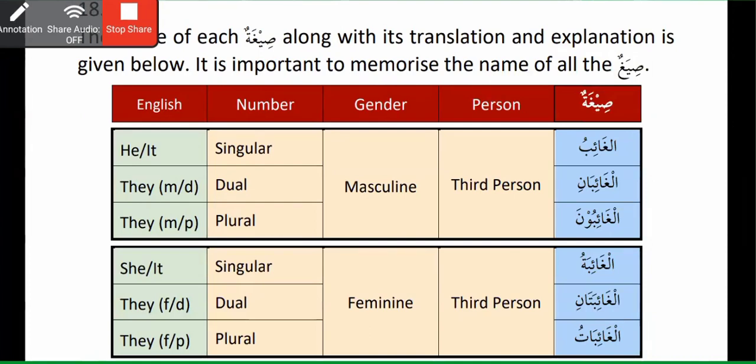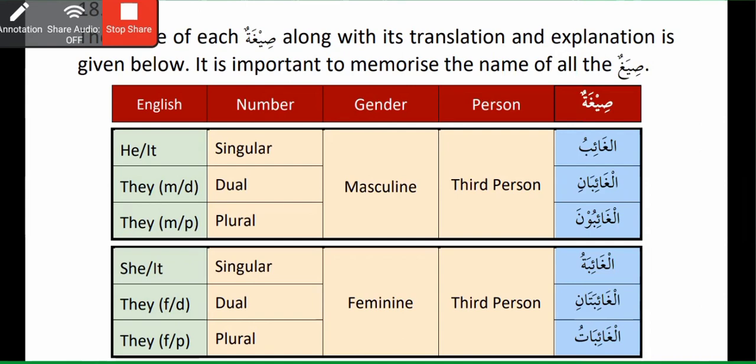So here we have the sighas on the right, then the person, the gender, the number, and the English translation. So al-ghaib, which is he or it, and then al-ghaiban, al-ghaibun. These are all third persons. Then al-ghaibatu, al-ghaibatani, al-ghaibatu. So all these are ghaib sighas. These are all third persons.